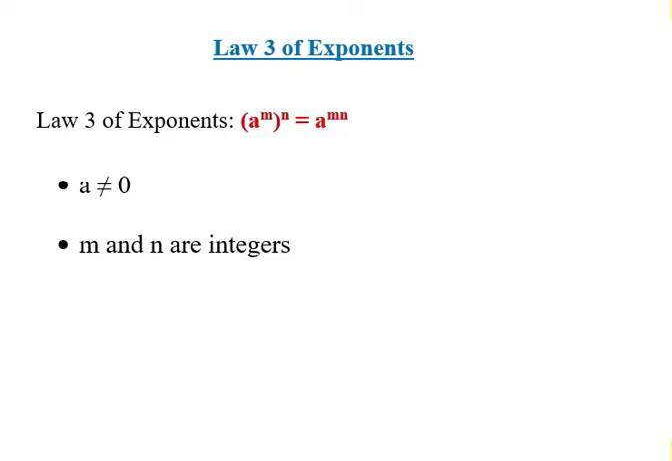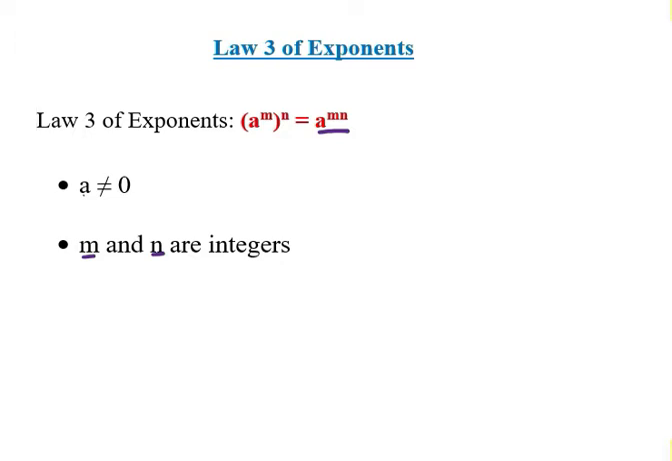Let us look at law 3 of exponents. In this we look at a to the power of m, into the power of n, equals a to the power of n times m. A is not equal to 0, but m and n are integers. We know that integers can be numbers that are negatives or positives. Also, 0 is an integer.